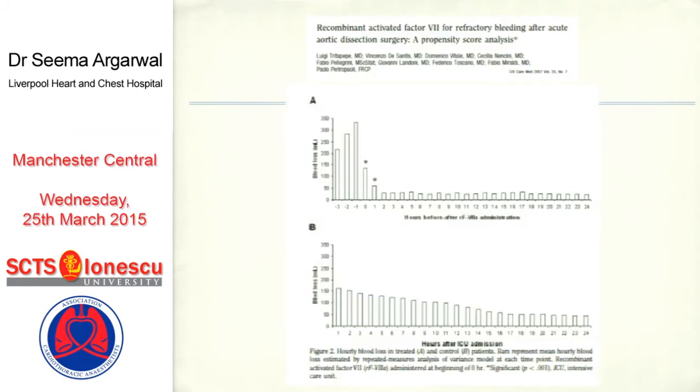And you can see from the top graph that as you give factor 7, your blood loss pretty much disappears, compared to that kind of slowly tailing off that you get without factor 7.